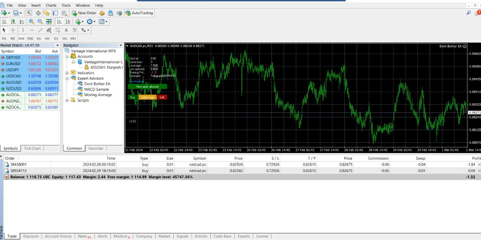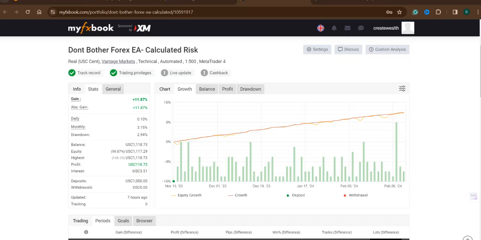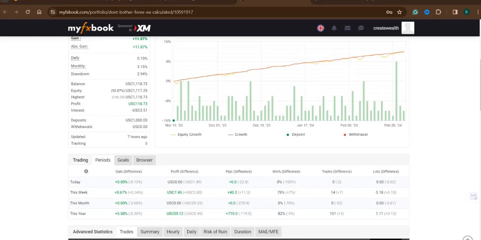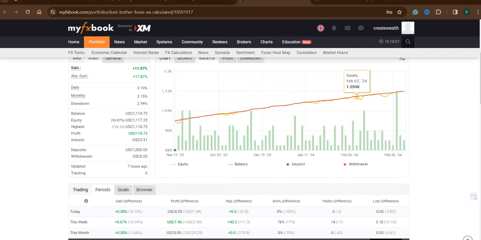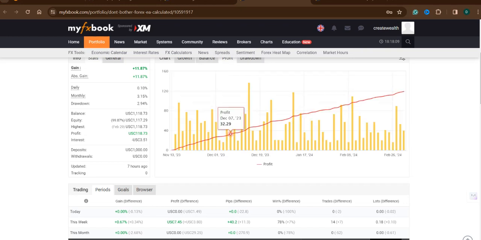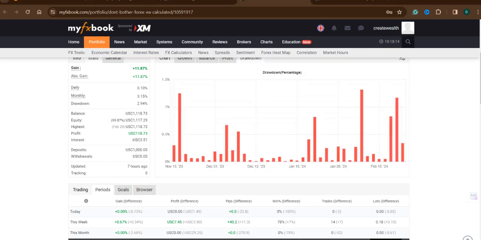You may like to explore the MyFX Book also. So just hold on for a second, please. Here is the calculated risk one. You can see the growth chart, the balance chart, the profit chart, and the drawdown chart also.